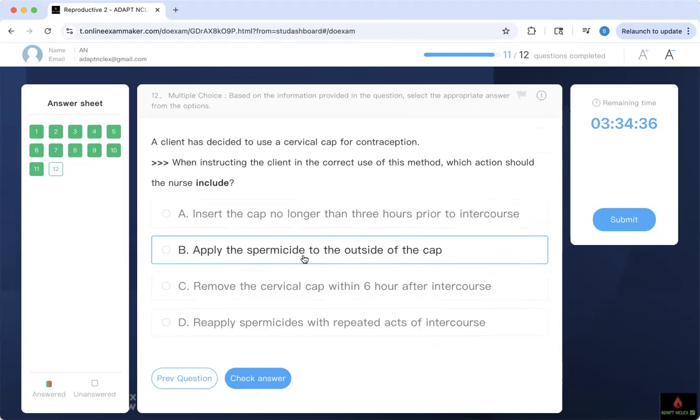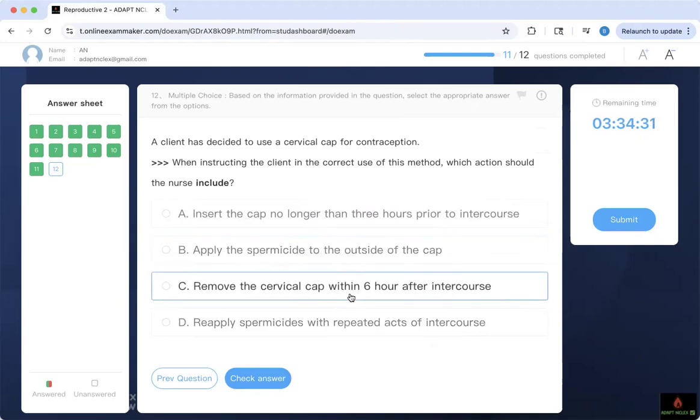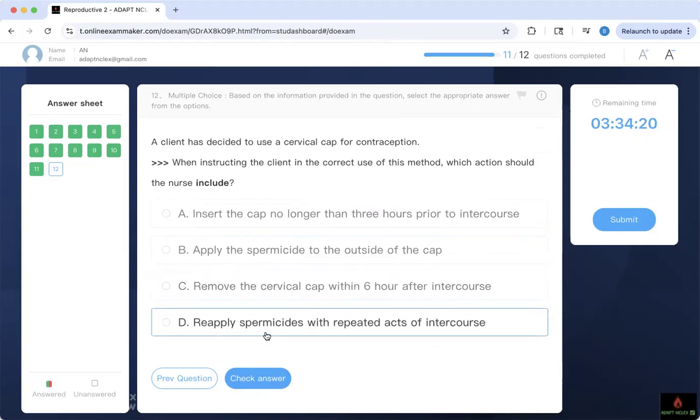Remove the cervical cap within 6 hours. The within means after intercourse, within 6 hours, you should remove it. No, you should keep it a minimum of 6 hours and not past 48 hours because things can happen. Reapply spermicide with repeated acts of intercourse. By default, this is correct, because every time you use it, it becomes ineffective. You can leave the cap still in and apply the spermicide because you need to take it with the spermicide.